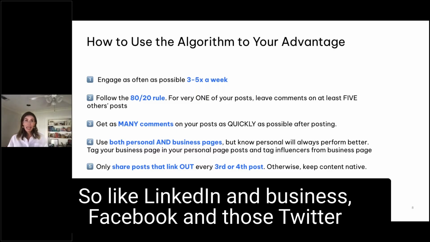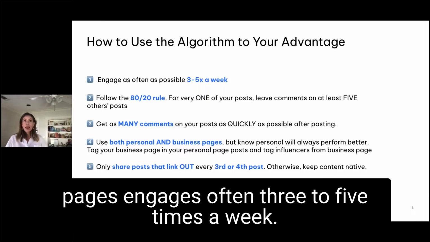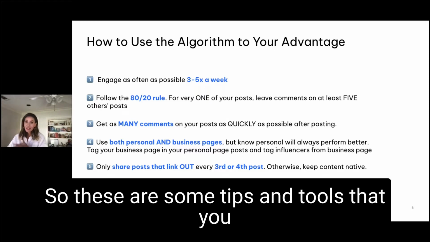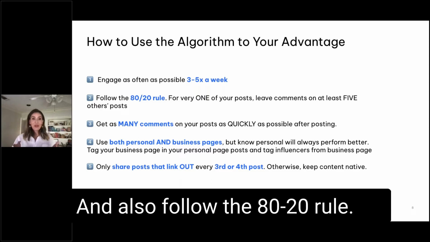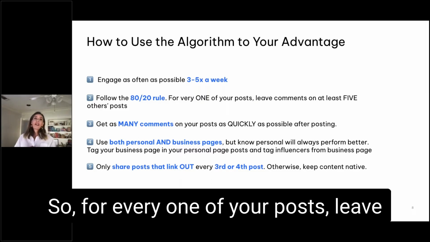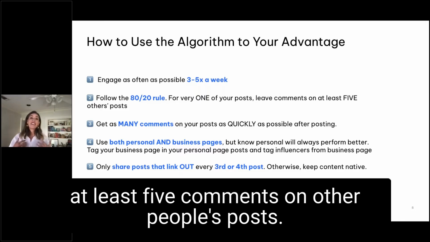So like LinkedIn and business Facebook and those Twitter pages, engage often, 3 to 5 times a week. So these are some tips and tools that you can use to use this algorithm towards your advantage. And also follow the 80-20 rule. So for every one of your posts, leave at least 5 comments on other people's posts.